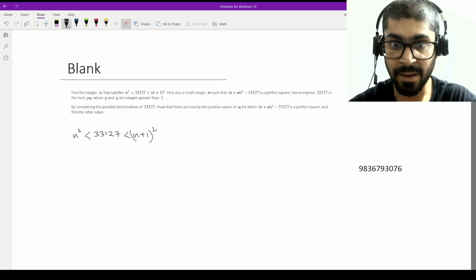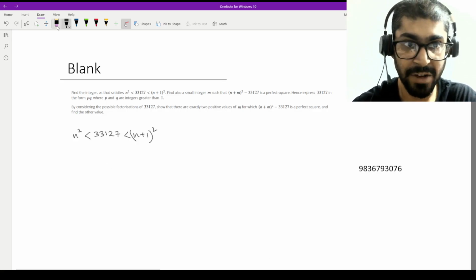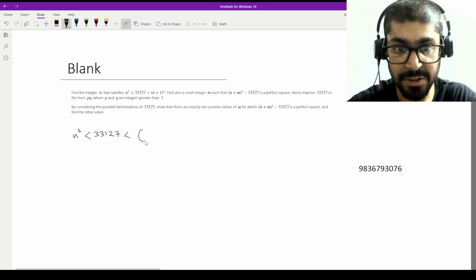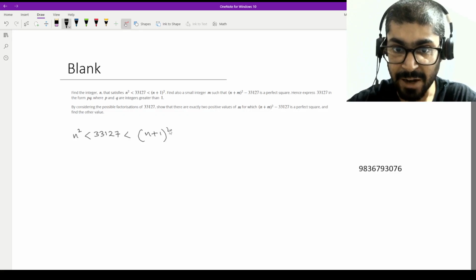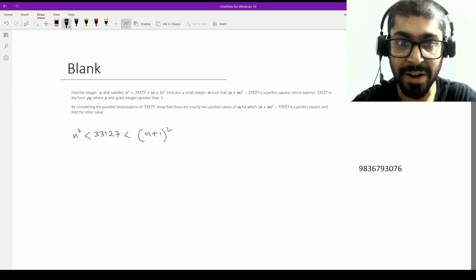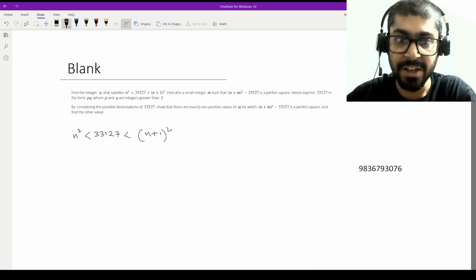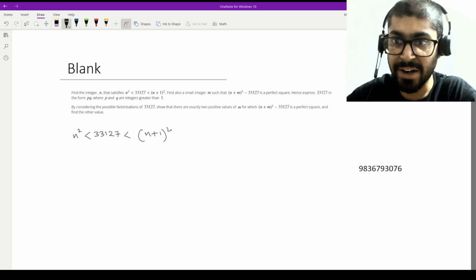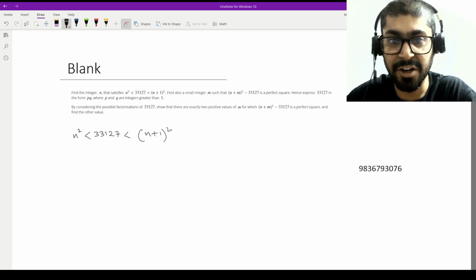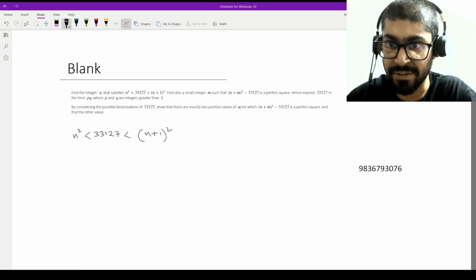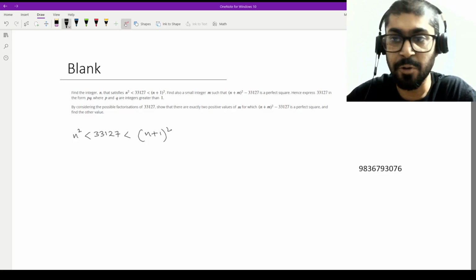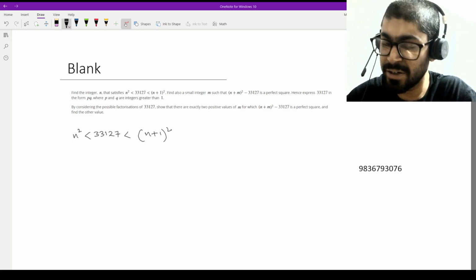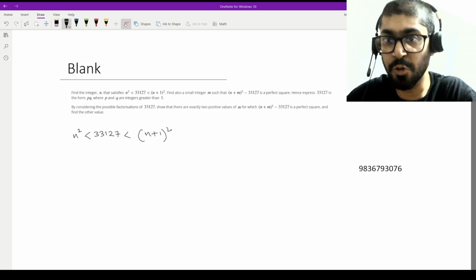Now, this is basically just guesswork, and a lot of calculations. So how will you deal with this? The easiest way is to have a calculated guess of where the square of n might lie, that is, the number in the center of n square and (n plus 1) square is 33,127. Now, if I were to take 180 square, that would give me 32,400.